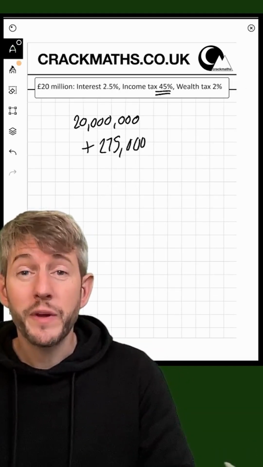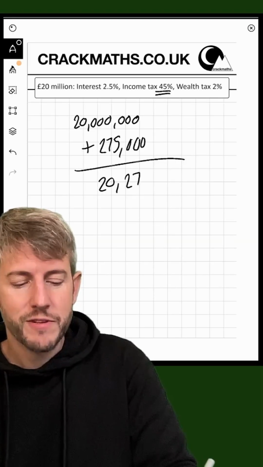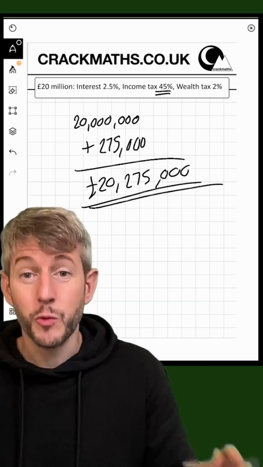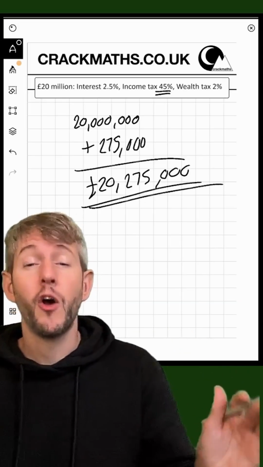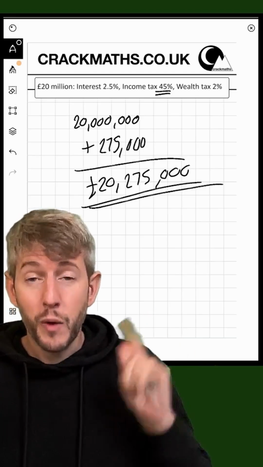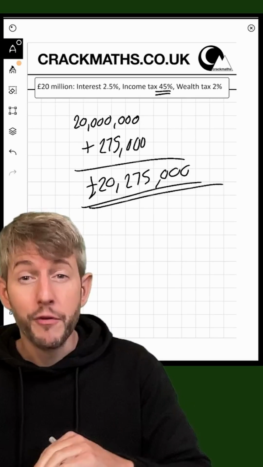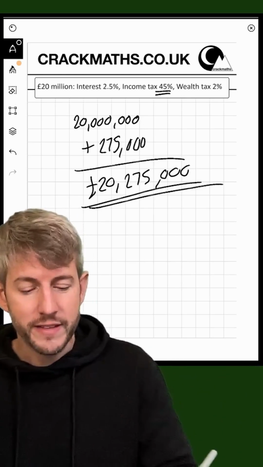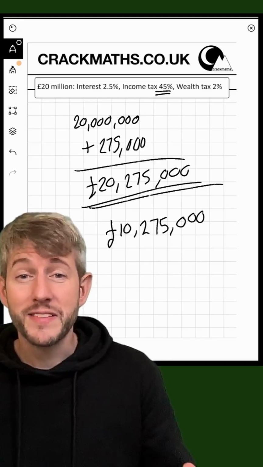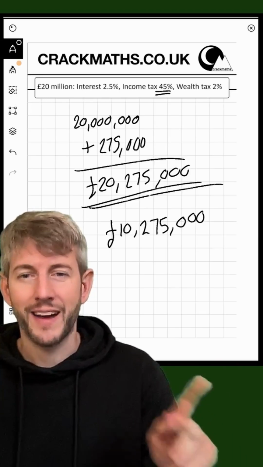So now we can add this to the £20 million to get £20,275,000. And this is what their assets will now be worth at the end of the year once their interest has been applied. But there's another step. The wealth tax is only being applied to the amount of money above the £10 million. So I need to take away £10 million from this, and I'll be left with £10,275,000, which needs to have the wealth tax applied.